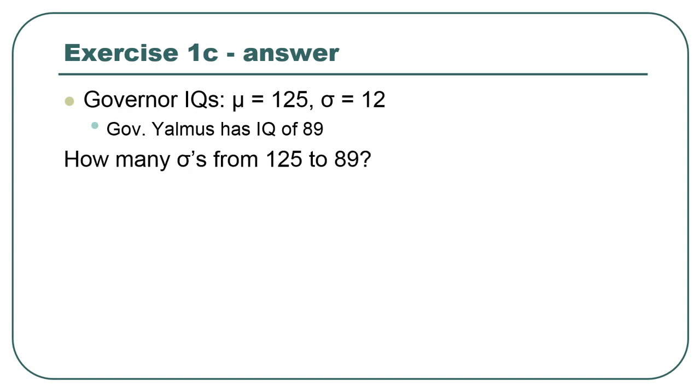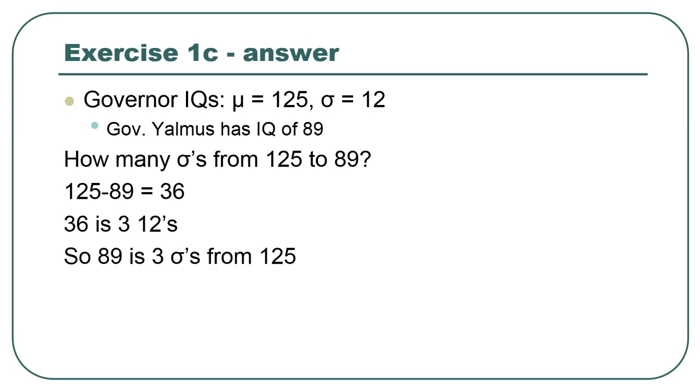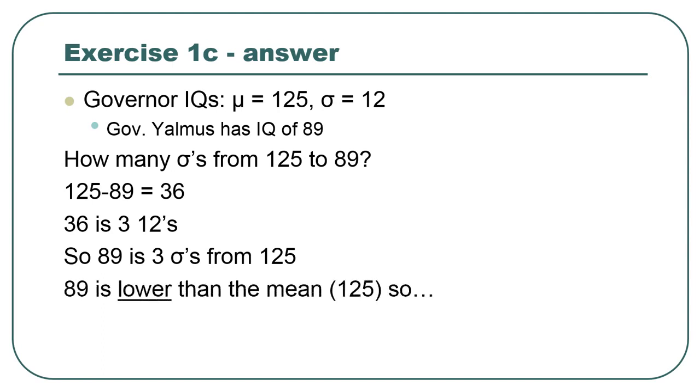So 1C, Governor Yalmas has an IQ of 89. So how many standard deviations do we have to do? Remember that the standard deviation is the size of the step you take. How many steps of size 12 IQ points do we have to take before we get to 89 starting at 125? There's 36 points. This is not good. Governor Yalmas probably feels a little out of place when those people are all talking about Middle Eastern politics or calculus. So 3 standard deviations from 125, if you're going downward, will take you exactly to 89. So negative 3.0.